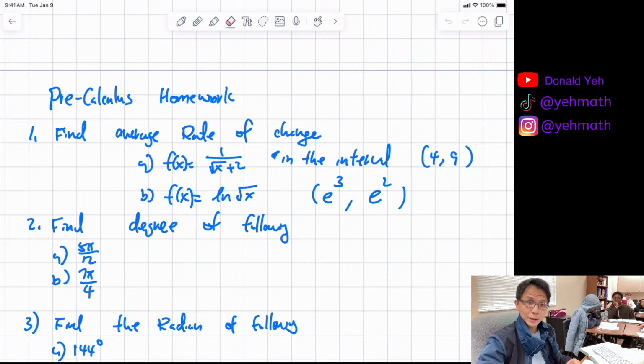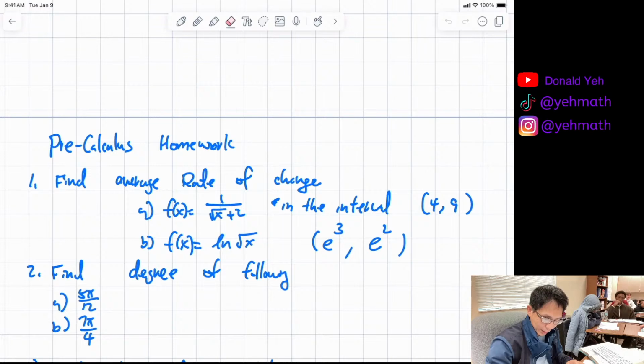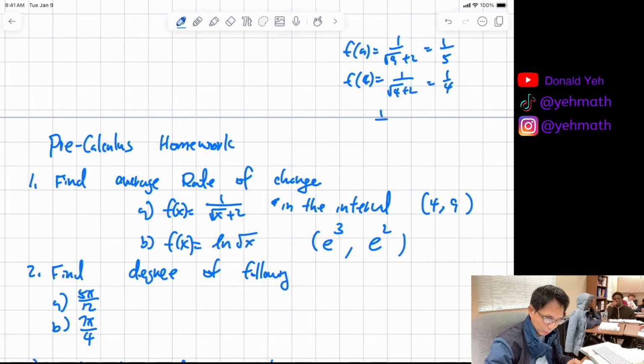Let me make this bigger. I can do this calculation on the side. f of 9 is equal to 1 over square root of 9 plus 2, that's equal to 1/5. f of 4 is what? 1 over square root of 4 plus 2 is 1/4. So 1/5 minus 1/4 over 9 minus 4.